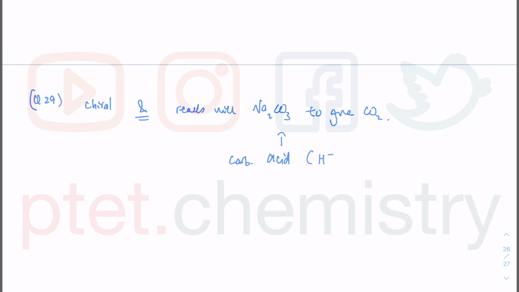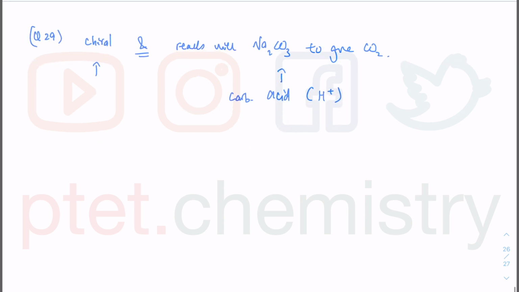Question 29. So you're looking for two things. You're looking for chiral and reacts with Na2CO3, so there's your sodium carbonate to give CO2. So this thing here tells you it's a carboxylic acid because these are organic acids, so they have H plus. Chiral. So you're looking for 4 groups that are different on the same carbon. I don't know what's wrong with me today.